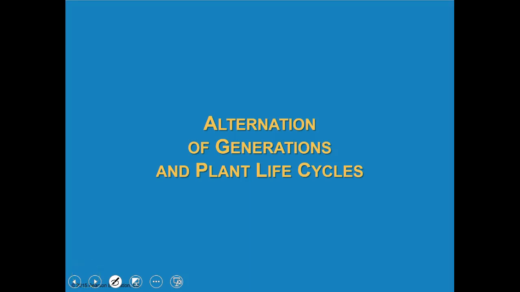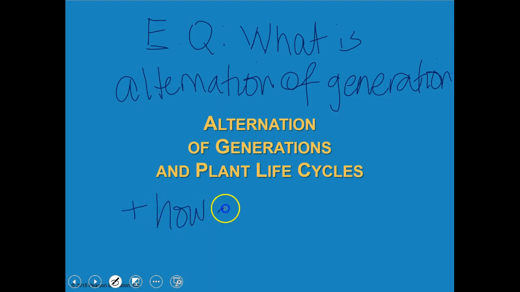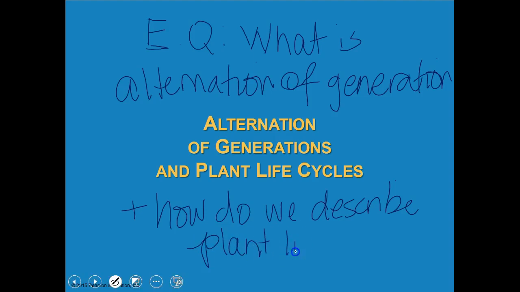Alright, so this is one of our longer lectures, so we're going to cover a couple of things, but we can start off with the essential question: what is alternation of generation, and how do we describe plant life cycles?